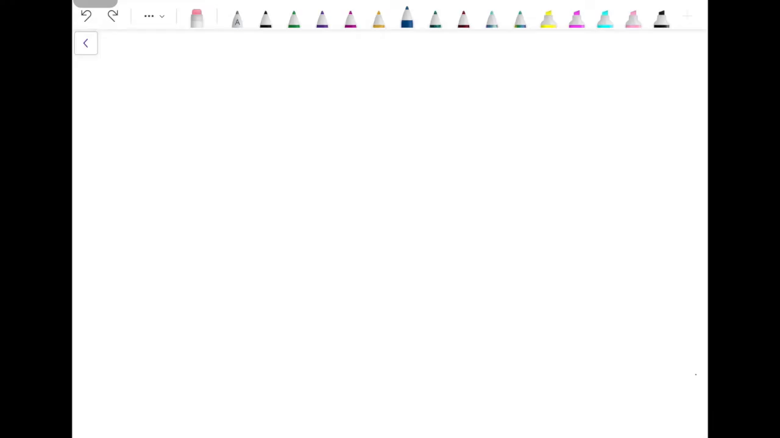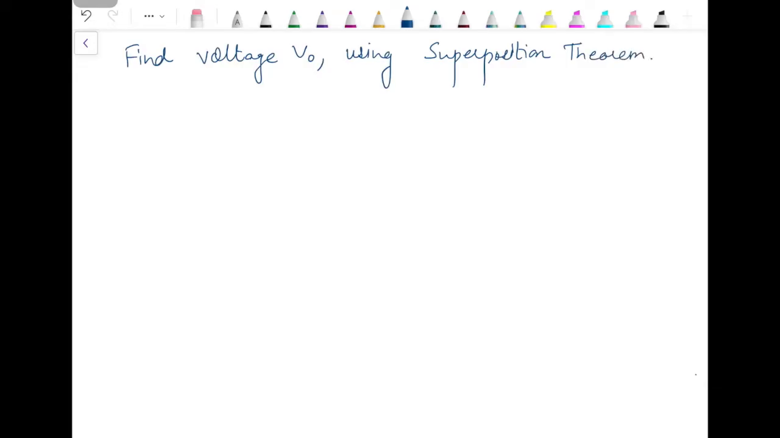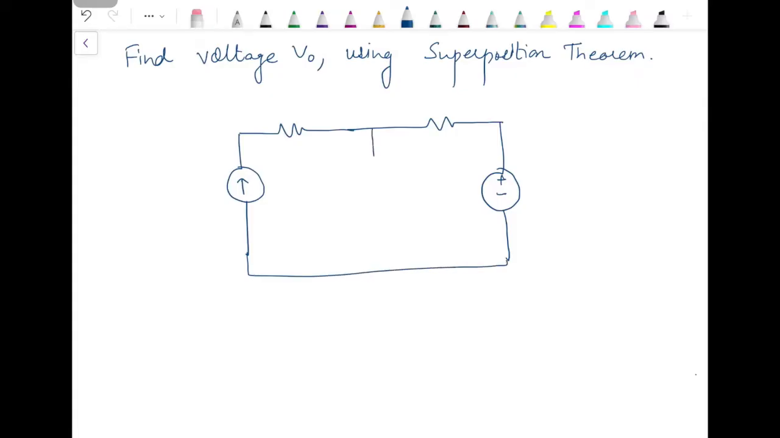In the first problem, we have to find out the voltage V naught using superposition theorem for the circuit given in the figure. The circuit consists of two independent sources and one dependent source.